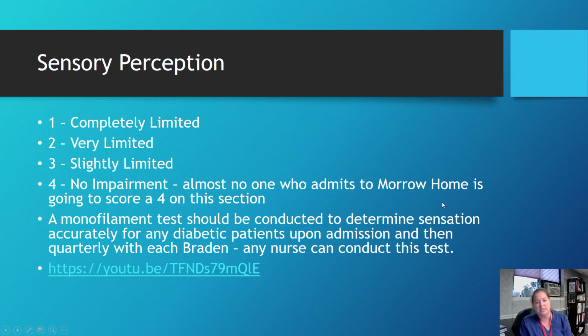So sensory perception is the ability of the resident to feel discomfort and to react to it. Pretty much everyone has some level of risk if they use opiates, if they have other medications that impact the neurological system, or if they're diabetic.